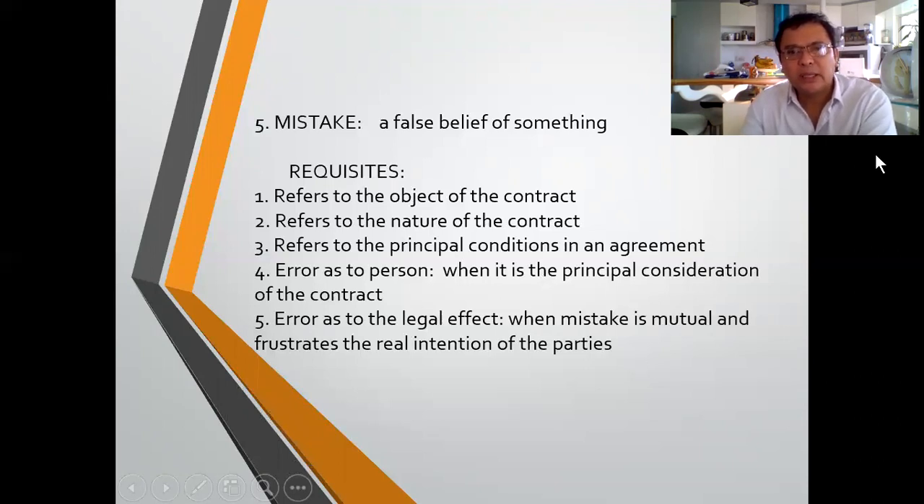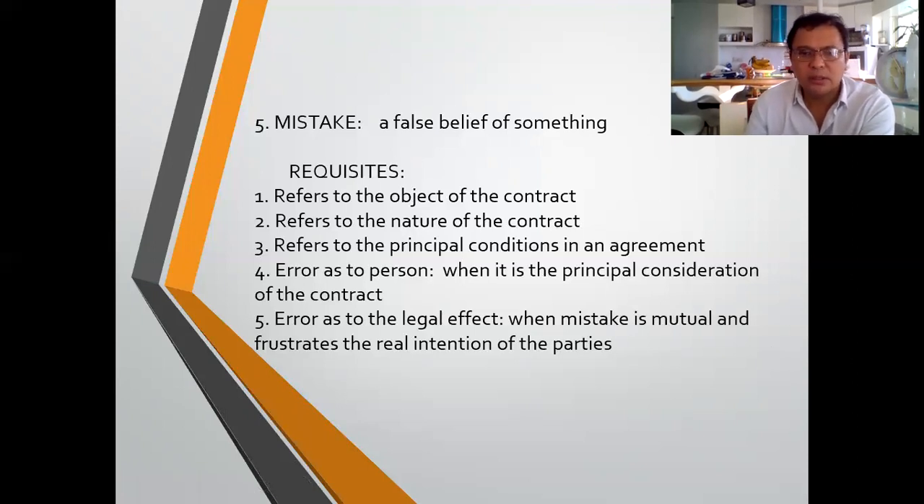Then we have the fifth and the last vice. This is mistake. So what is mistake? It's a false belief about something. So this refers to the object, to the nature of the contract, to the principal conditions in an agreement, or error as to person, or error as to legal effect. Say, for example, there is a man who's looking for his lost son, who has been lost for 20 years or more. And then suddenly one shows up and pretends that he's the lost son.